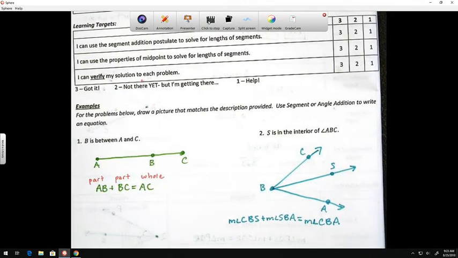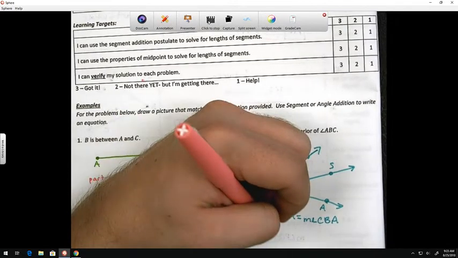Okay? Once again, what was this? Part, part, and whole.